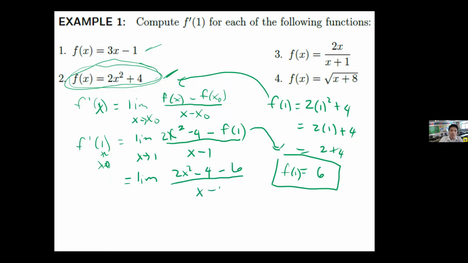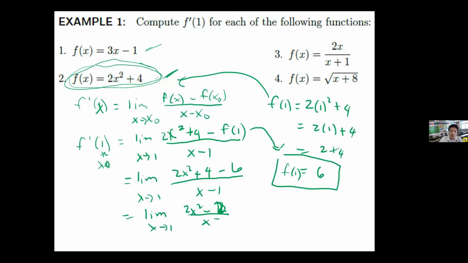over x minus 1 as x approaches 1. Then simplifying, we have the limit of 2x squared plus 4 minus 6. Wait, is it plus 4? Sorry, right, this is plus 4. Thank you for correcting. So 4 minus 6 is negative 2. So negative 2 over x minus 1 as x approaches 1.